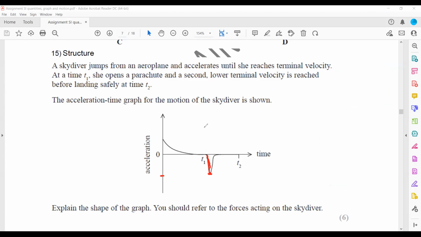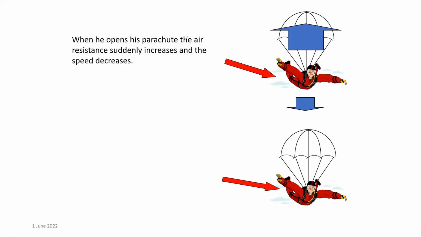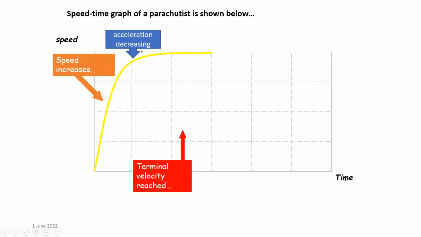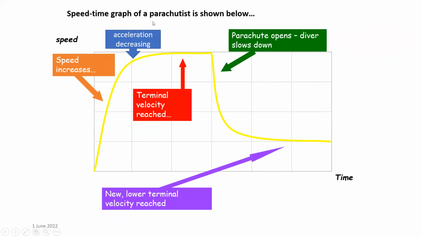Because he's decelerating, his speed starts to decrease, so air resistance also starts to decrease. The resultant force will decrease, and as a result the acceleration will also decrease. Again he reaches a constant velocity, which we call the lower terminal velocity. You can see here the acceleration is constant. Then here the acceleration is decreasing. Here acceleration is 0. Here acceleration is negative, and again acceleration is 0. Here acceleration is negative and decreasing.